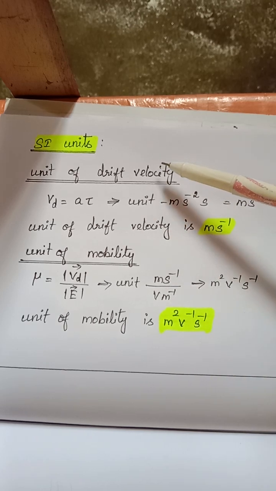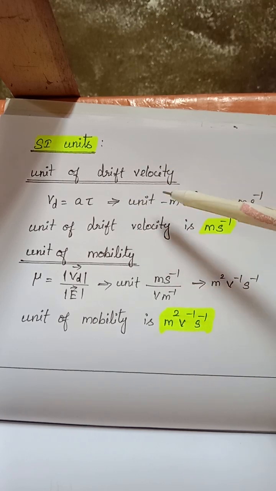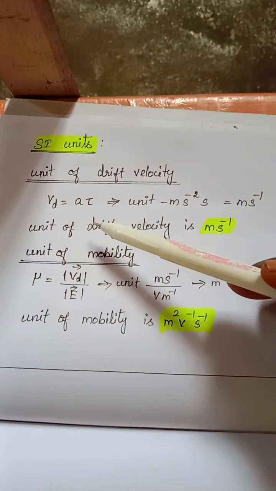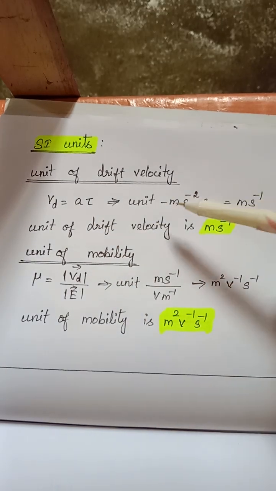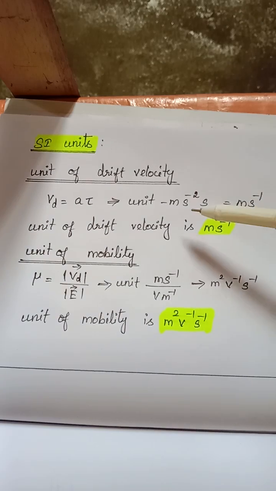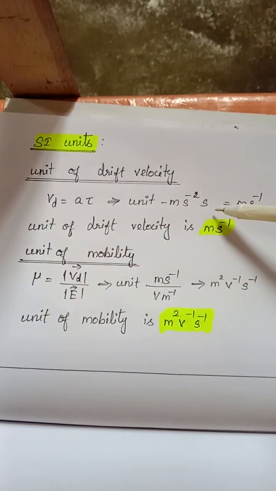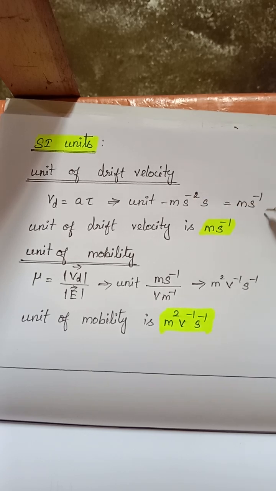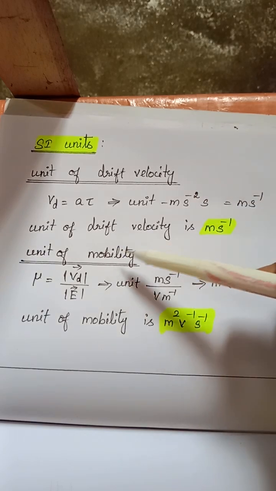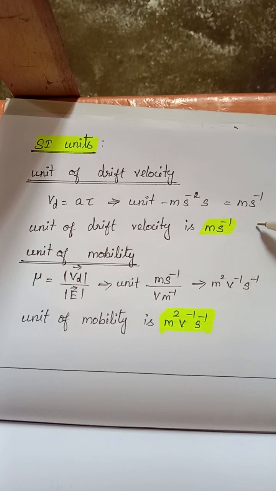SI units. First, the unit of drift velocity. Vd equal to a tau, so the unit: acceleration unit is m s power minus 2 and tau is time, that is s. Simplifying, m s power minus 1. That means the unit of drift velocity is m s power minus 1.